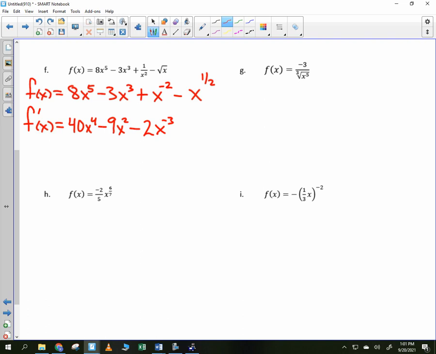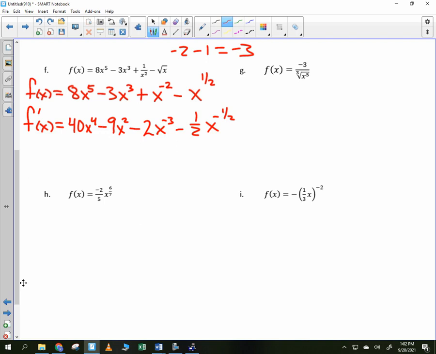We have to subtract 1. We go down 1. Wait. I'm waiting. How did you get the negative 3? Negative 2 minus 1 is negative 3. Okay. Better? Yeah. Minus 1/2 x to the negative 1/2. 1/2 minus 1 is negative 1/2.